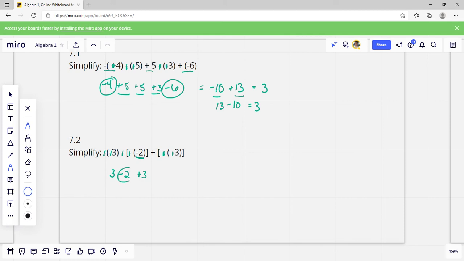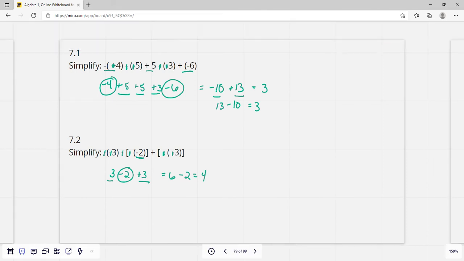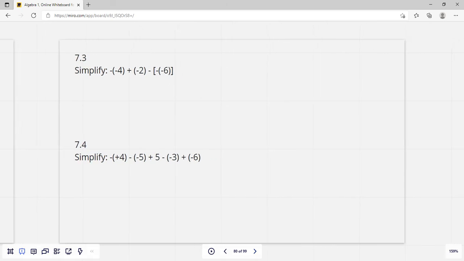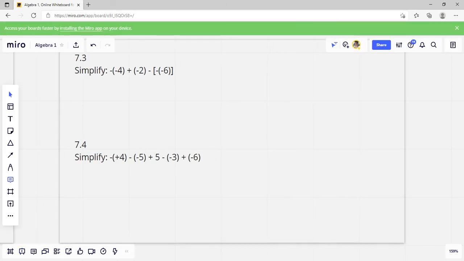So we've got a negative 2 and 2 positive 3s. So positive 3 and positive 3 is going to equal 6. And then we've got our negative 2. 6 minus 2 is 4. These look confusing, but they're really, really easy once we learn that negatives cancel each other.